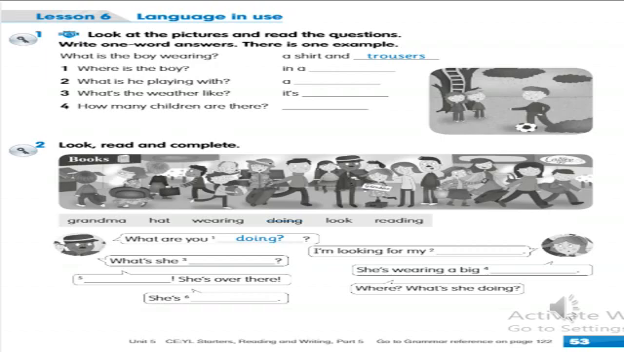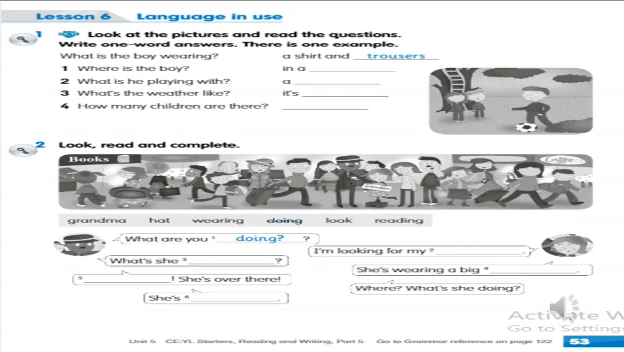Number 2. What is he playing with? Here they use the question what to ask about a thing. A thing. He is playing with a thing. What is this thing?